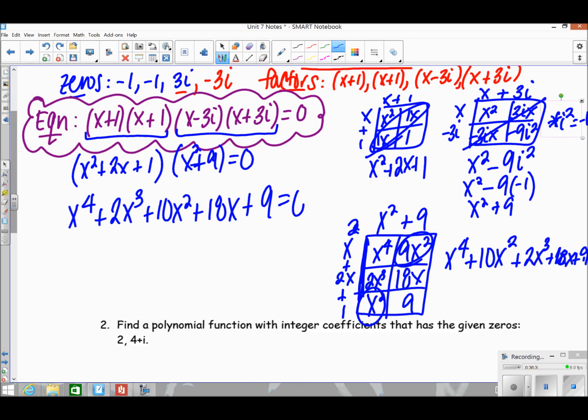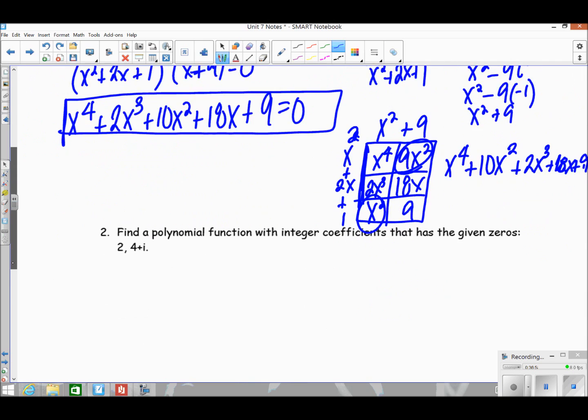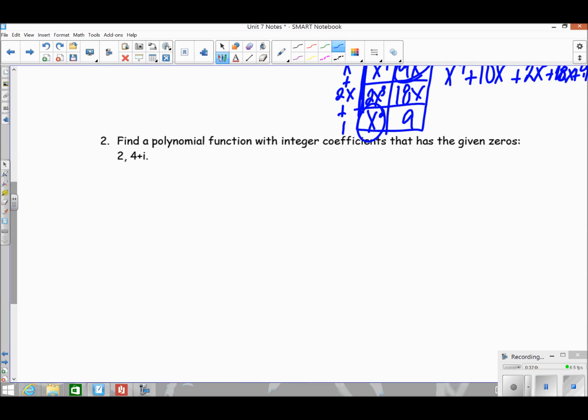And don't forget about the equals because it said to write an equation. So it needs to be an equation equal to 0. So your polynomial is y equals x to the 4th plus 2x to the 3rd plus 10x squared plus 18x plus 9. So then one last example here, using this whole idea of using the zeros and using the fundamental theorem of algebra to find an equation.